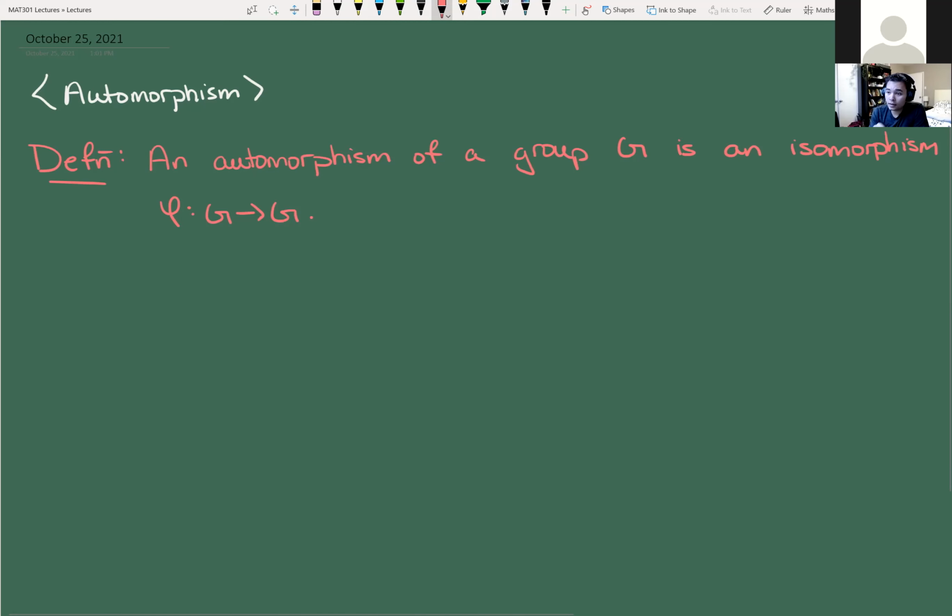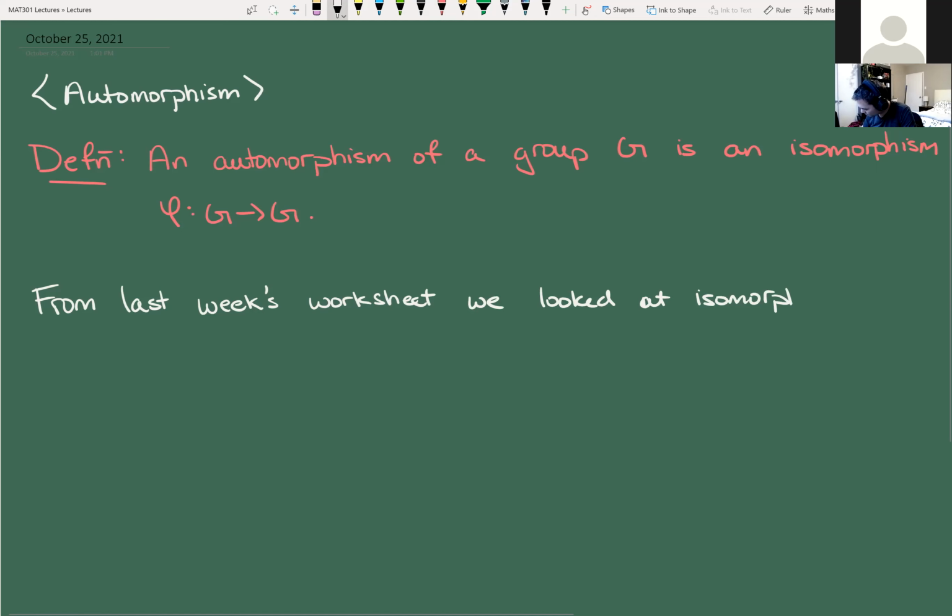Now, we've seen an example of this in the worksheet from last week, Thursday's worksheet, right? We had this question of, if we map Z20 to Z20 and we know that phi of 5 equals 5, what are the possible isomorphisms? So we looked at maps from Z20 to Z20. In that case, we had a restriction on the automorphism, and we generally won't have this restriction. But if we talk about isomorphisms from Z20 to Z20, we're talking about automorphisms, right?